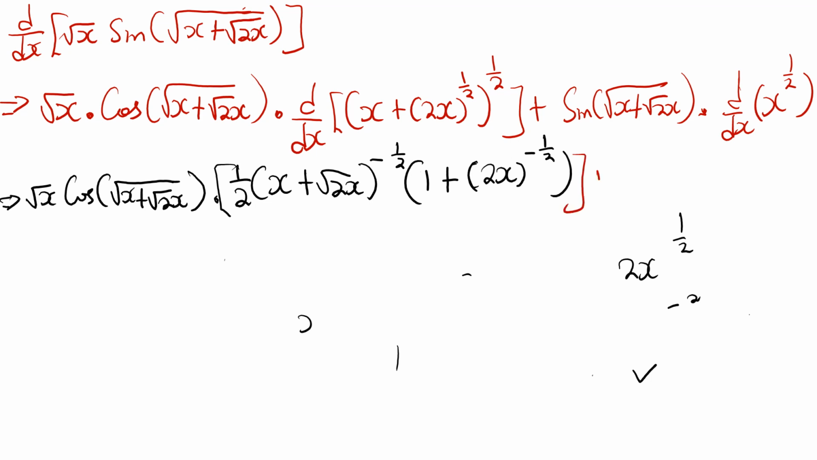Then plus this side, we are going to differentiate x to the exponent 1 over 2. This one we're going to use power rule. It's simple, so we're going to keep 1 over 2.